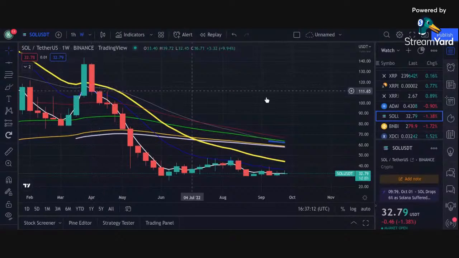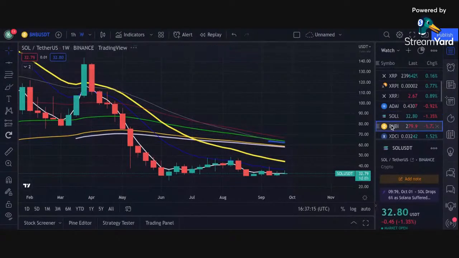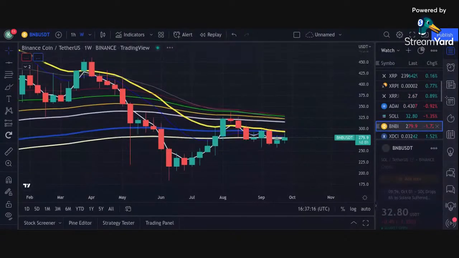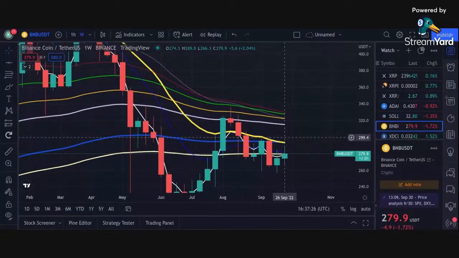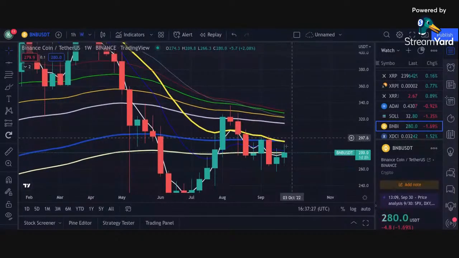We'll go to BNB. BNB is a little stronger. You had your drop off trend, you had your attempt at reversal, right? We're sitting here. If I zoom in, it's at least above the 3, challenging the 11, challenged the 19 and rejected it. So that's where it's sitting right now.